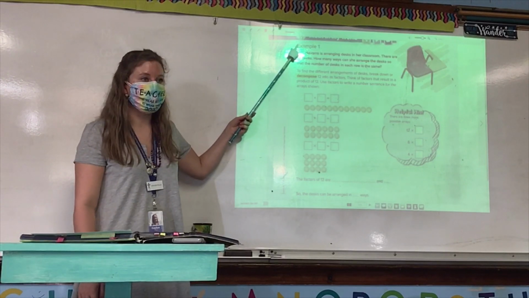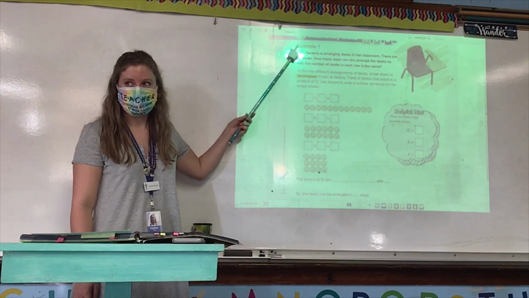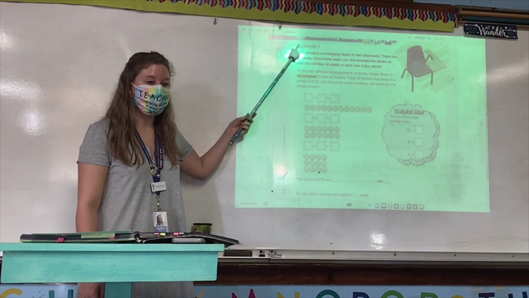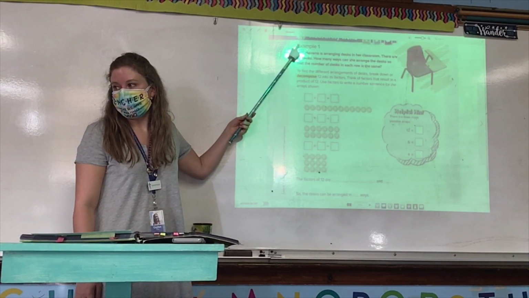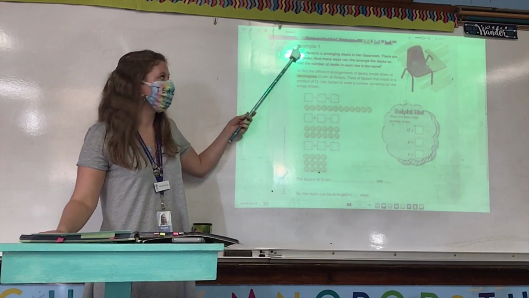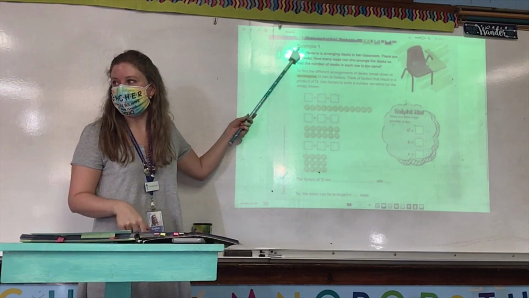Everybody, finger or pencil on example 1. I would prefer your finger or at least your hand holding your pencil, not just your pencil laid on your book, because that's not really making sure you're in our spot.